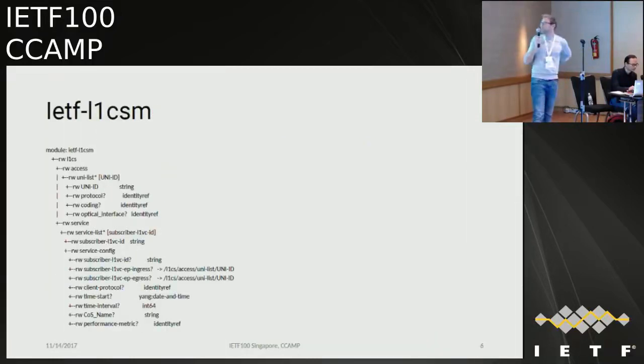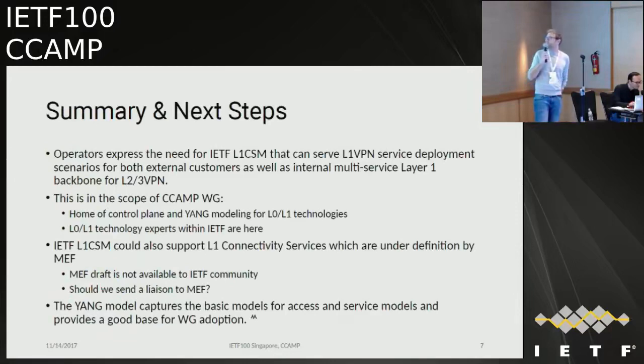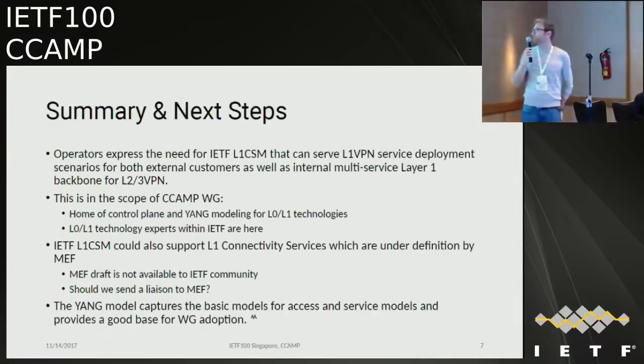Next. This is the first proposal for the service model. The structure is very simple and follows the one that we use for layer 2 SM and layer 3 SM. There is a basic split between access parameters and service parameters. Please check, and if you have comments, we can change and discuss. So finally, we have the summary.